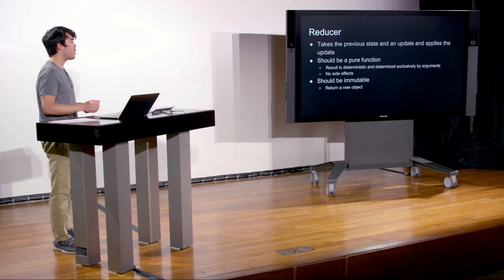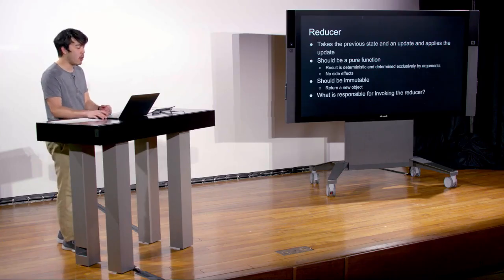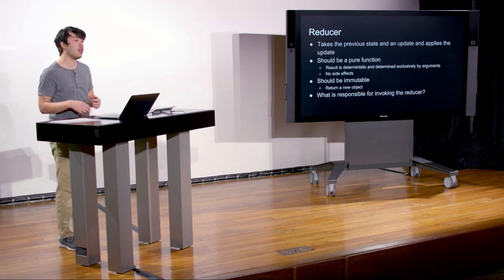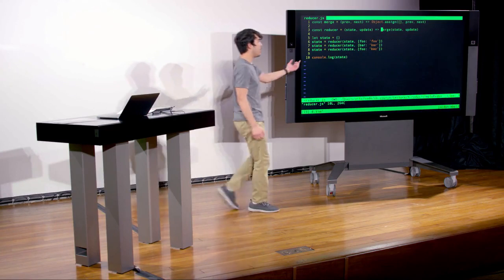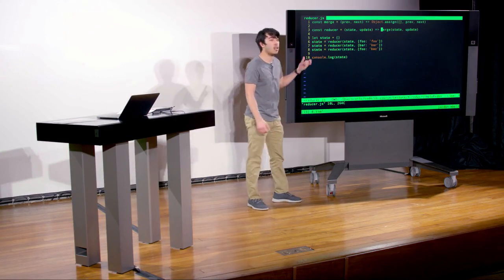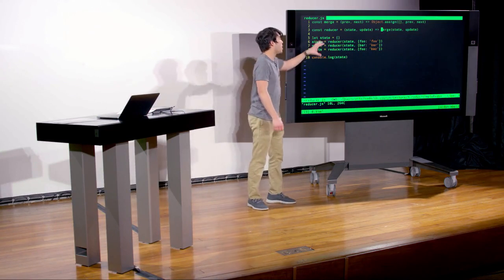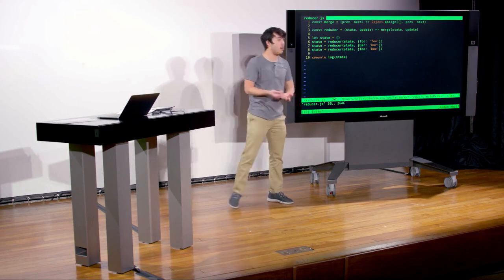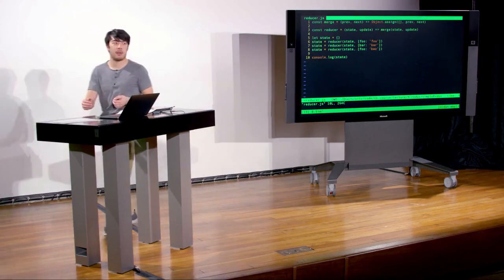Cool. So let's make our Redux model a little bit more advanced. What's responsible for invoking the reducer, and how do we actually manage the state? Currently, it's not very good that the way that we're managing the state is just this state object that we're mutating. Why not try to wrap this up in something self-contained, like a class? And that's exactly what Redux does with this concept of a store.